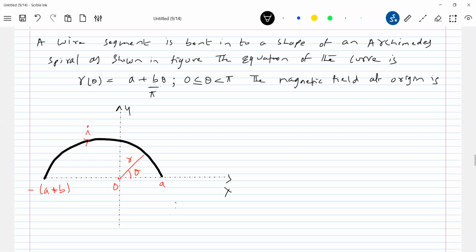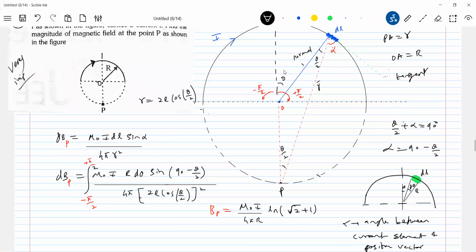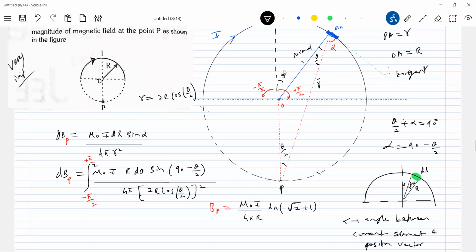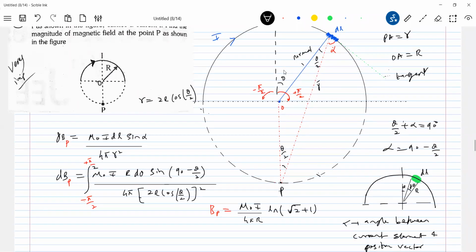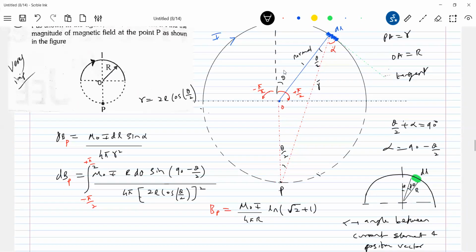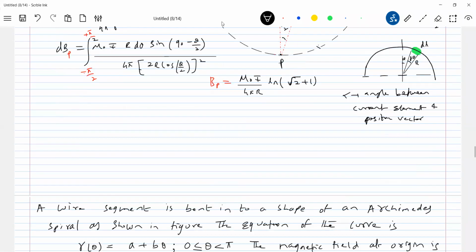If you want, for your convenience, you can change the direction of current. Only the magnitude will change, the direction of current at O will change. Okay, fine. No, take this one.